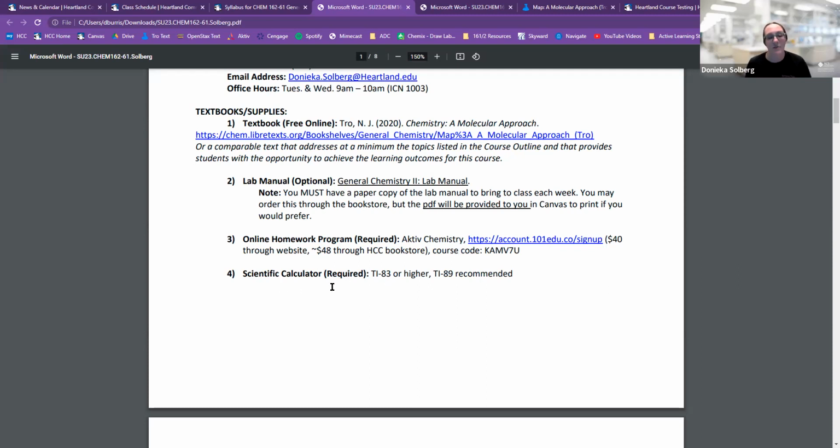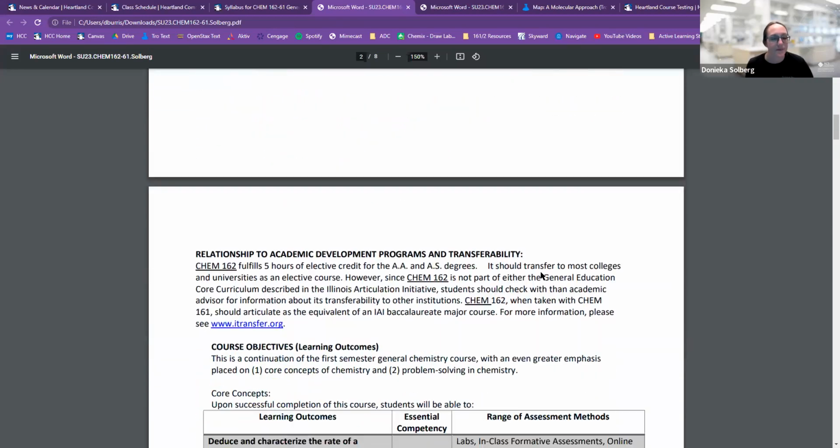And you, of course, have to have a scientific calculator. I highly recommend for this course to have a TI 89. That solve feature is going to be really helpful in some of the problems. You can do it without, but it is much easier if you actually have that calculator.